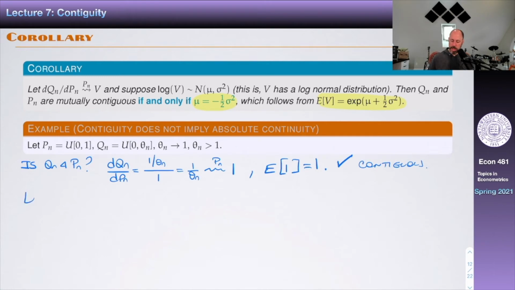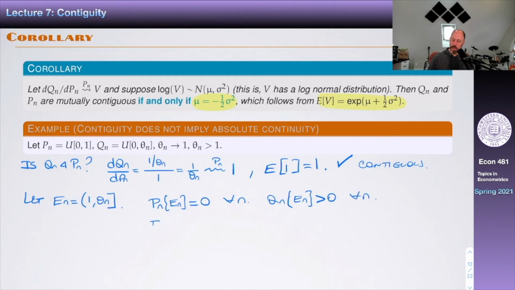But now let En be the event theta n, and let another event be the interval 1, theta n. Then you can see that Pn assigns probability 0 to En for all n, and Qn assigns positive probability to it for all n.